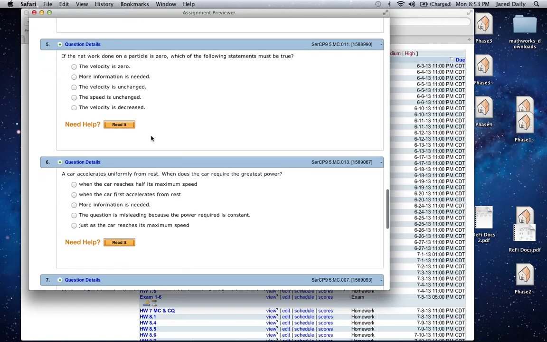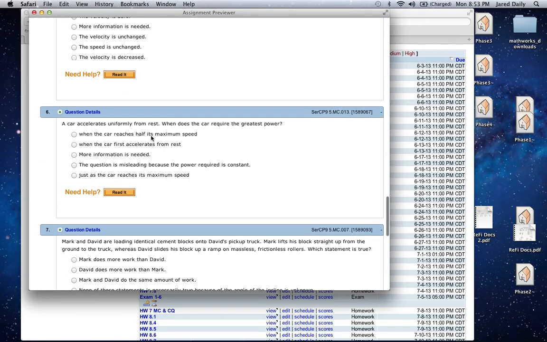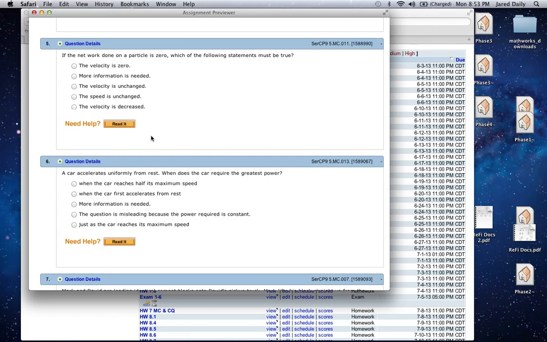But anyway, net work done on a particle is zero. Which of the following statements must be true? So if the net work done is zero, what else must be zero? It's either the force or the distance is zero, right? Or the sum of the forces is zero, and so on and so forth. You've got things to think about when you're talking about the total work or the net work being done.